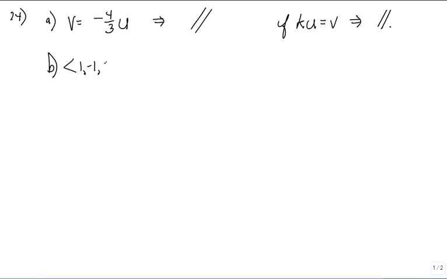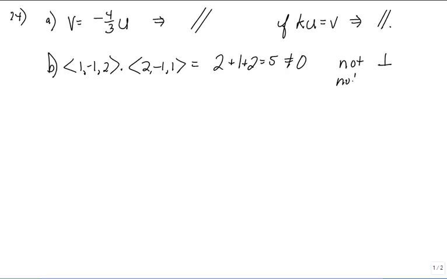Let's dot these two. That's going to be 2 plus 1 plus 2 is 5. That's not 0. So they're not orthogonal, and they're not parallel since they're not scalar multiplications. So it's neither.